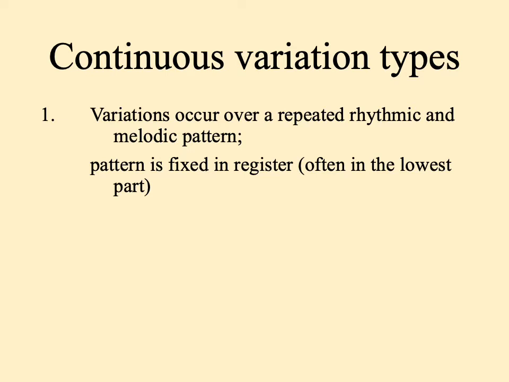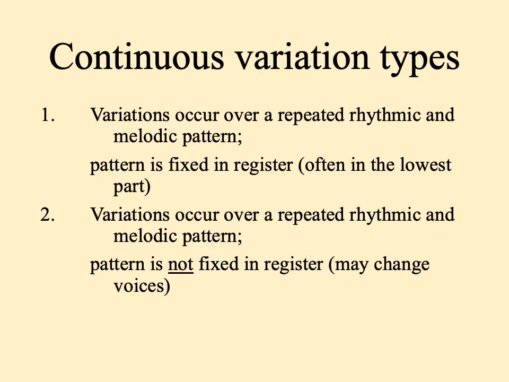And that's not one I made up. That's a Led Zeppelin song. But it's a good example of how these continuous variations might happen. There's a pattern, there's a definite rhythm, and there's a definite interval pattern, a definite melodic pattern that goes there. And that pattern is fixed in register. It stayed in the same place. A lot of times they like to stay in the lowest voice. So that's one popular way that continuous variations can happen.